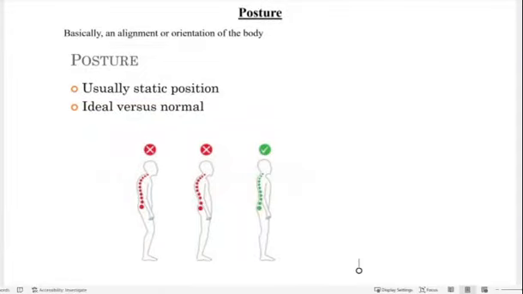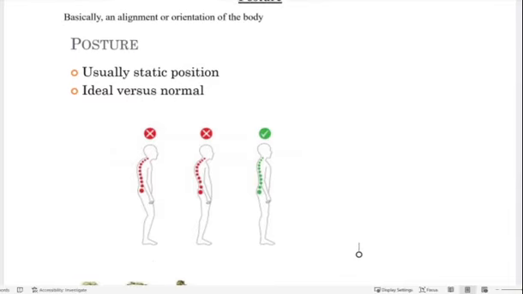All right, let's briefly talk about posture and analyze posture from the biomechanical standpoint. When we talk about posture, it can be defined in a number of ways, but primarily posture is an alignment or orientation of the body. One thing I would say here is that when I'm talking about posture, I am primarily looking at the human body from the spine. As you all know, the spine forms a major part of our upper body, and it gives shape to our body. So posture basically is an alignment or orientation of the body.